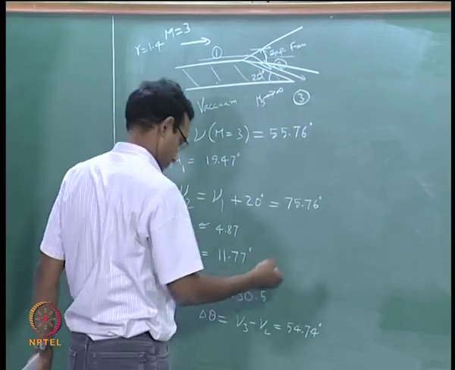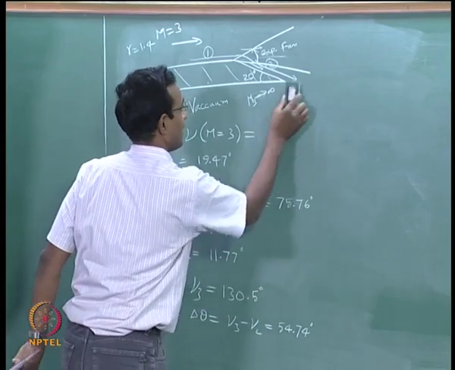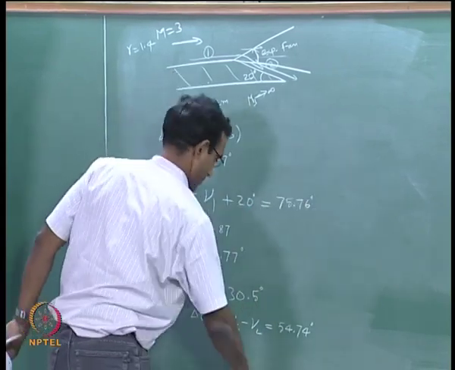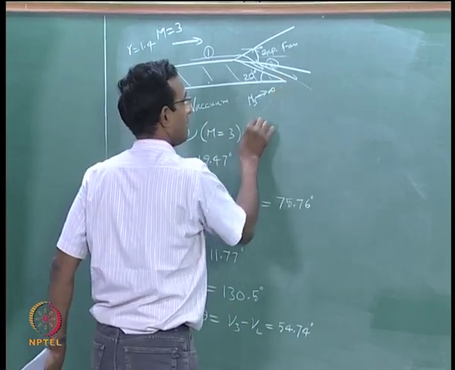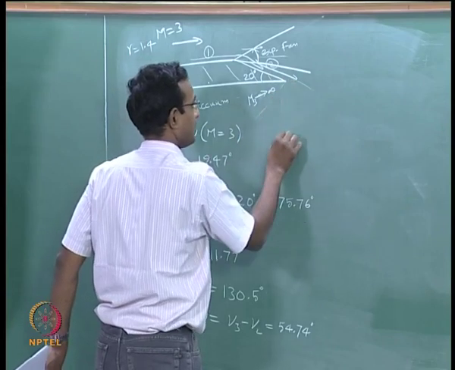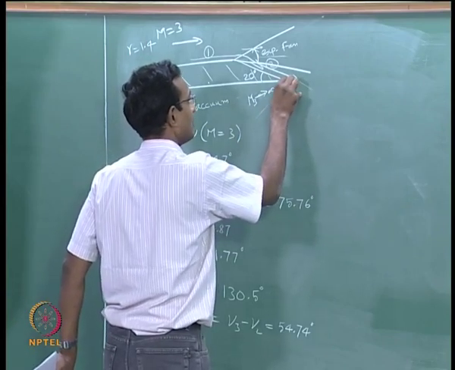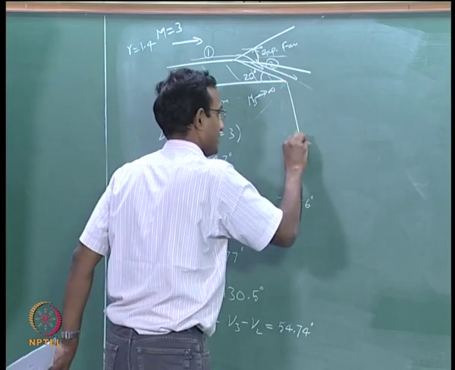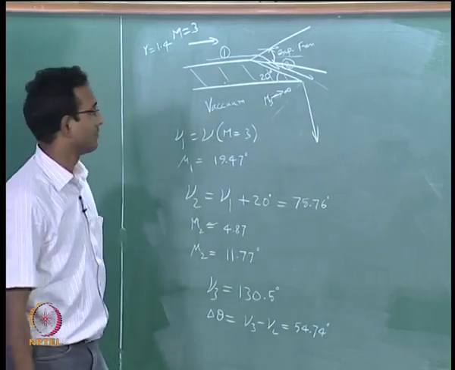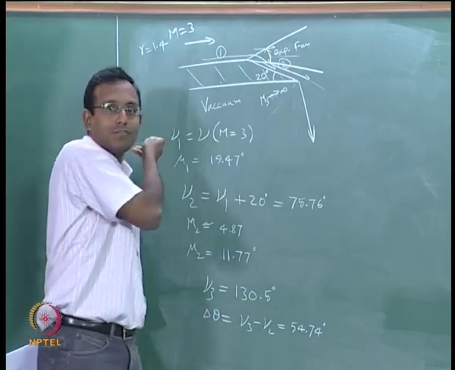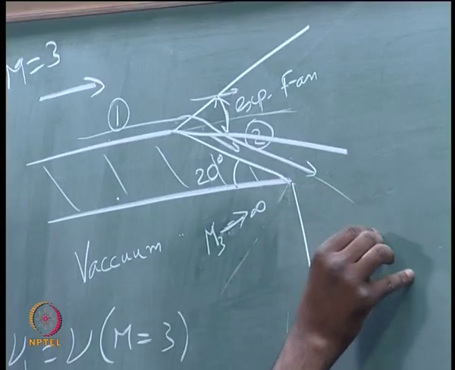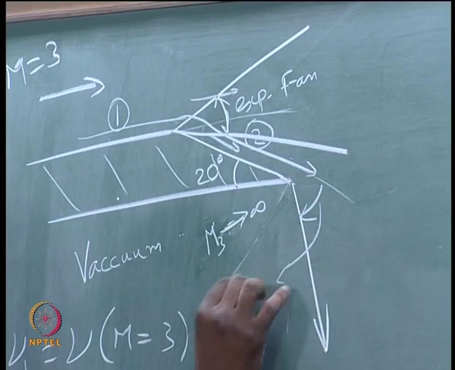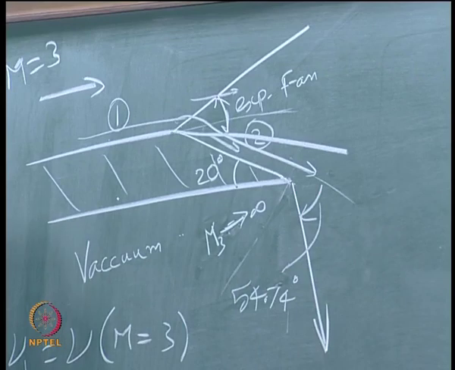Which means the flow has already turned 20 degrees from horizontal, it can turn only 54 degrees more. So, I will erase these things for clarity. It can turn only 54 degrees more from here. This is my 90 degrees, it is 60 degrees, so it can turn only 54 degrees. So, the final velocity vector direction is this. It cannot go any more turning around the body. It can turn only till here, and this change is 54.74 degrees.